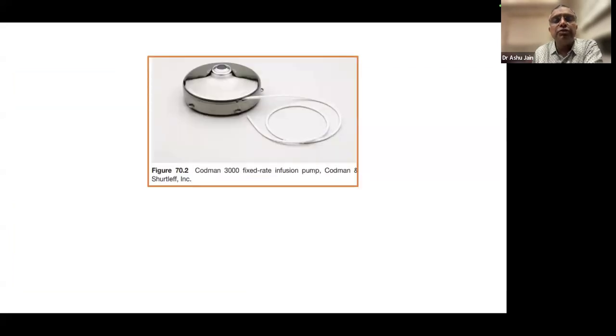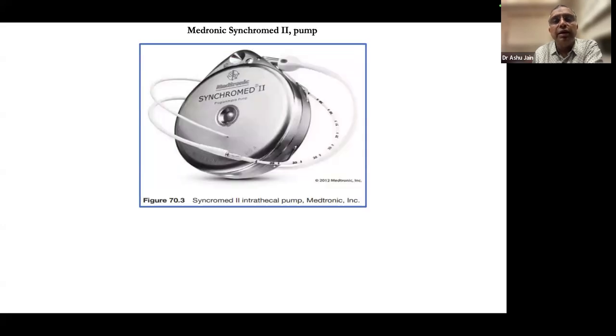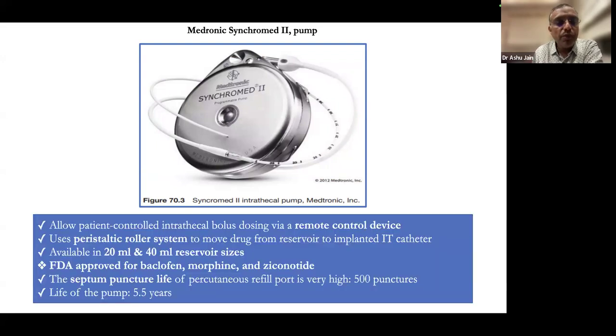So this was the earlier Codman 3000 fixed-rate infusion pump. This is not available. The available pump in India was Tricumed from Germany, but we are finding it difficult these days to import. And this is the one that is presently available in India. You can see there is a pump. We will discuss the components later in the class.